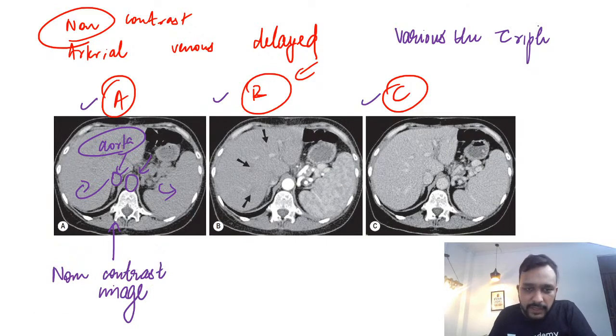So looking at the second image guys, in this image we can see, if you look at the aorta, the aorta is avidly enhancing in this case, right? And it is enhancing more than your liver and the spleen. As compared to the IVC also, this aorta is enhancing.